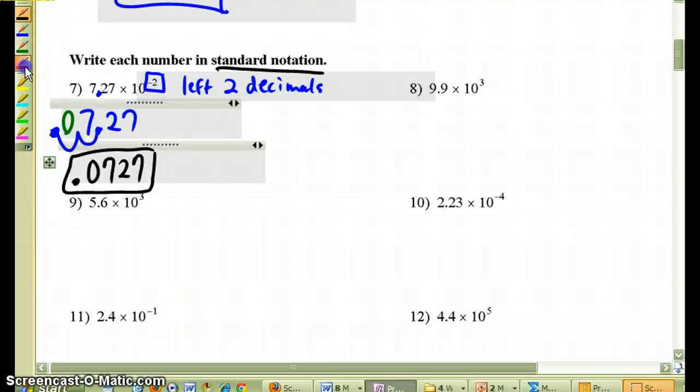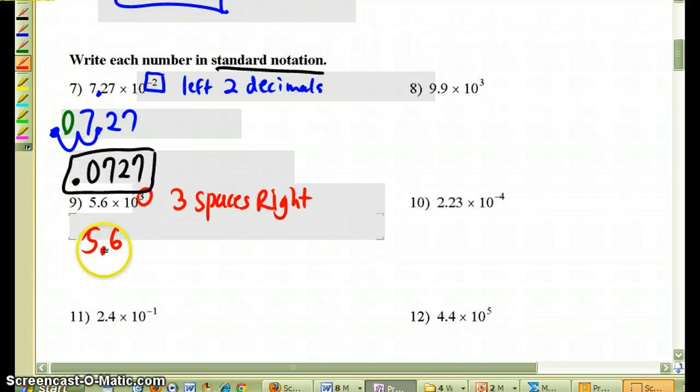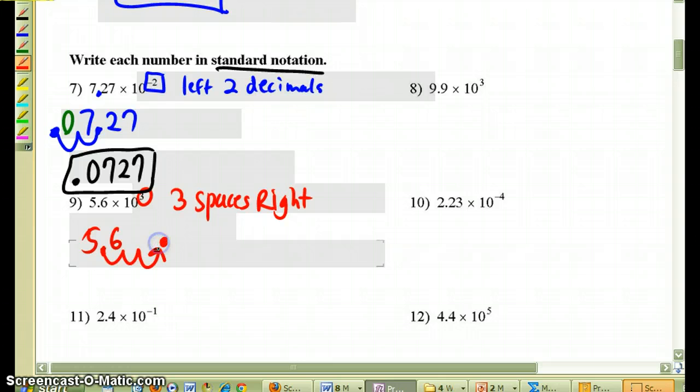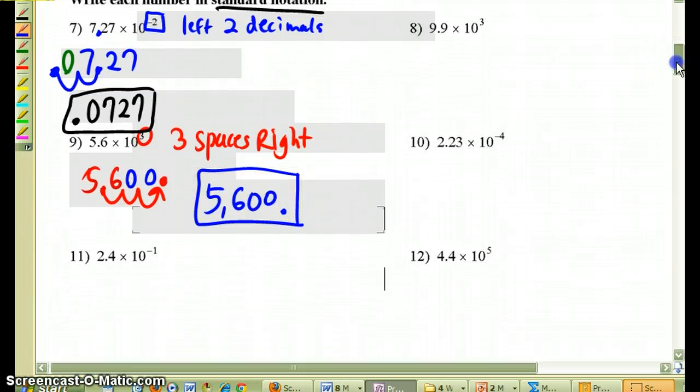Number 9, I'm going to look at the 3. That tells me 3 spaces to the right because it's positive. So I'm going to take 5.6, move the decimal 1, 2, 3 spaces to the right, end it there. Add 2 zeros. Answer 5,600. I don't need the decimal in my final answer, but if I want to put it there, I could put it there, just in case.